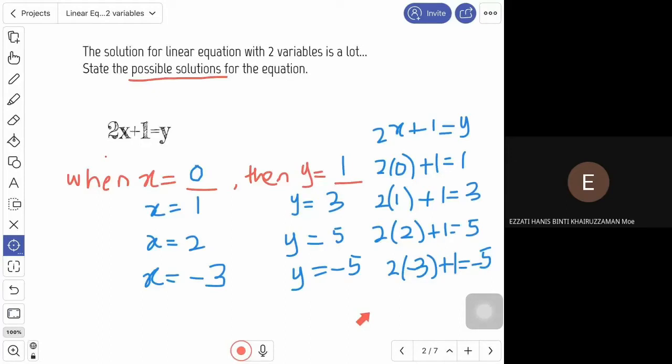Usually the question will give you, let's say, four possible solutions for the equation. So you just list 4 pairs sajalah. In my case, I just give you 3 pairs. Okay, x1, y3, x2, y5, x negative 3, and y is negative 5. Okay, this is how we solve equation with two variables. Yeah. Okay, any question so far?